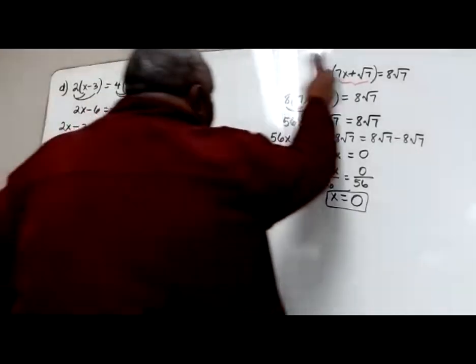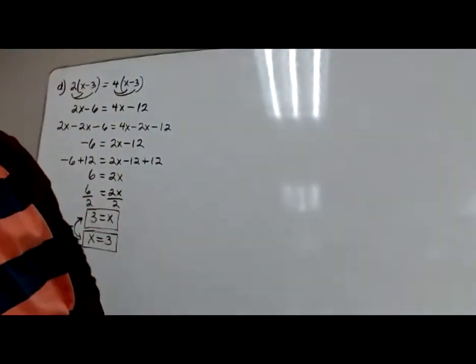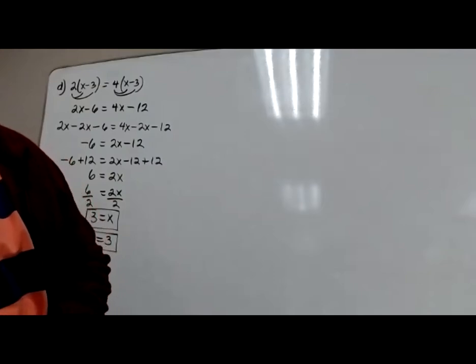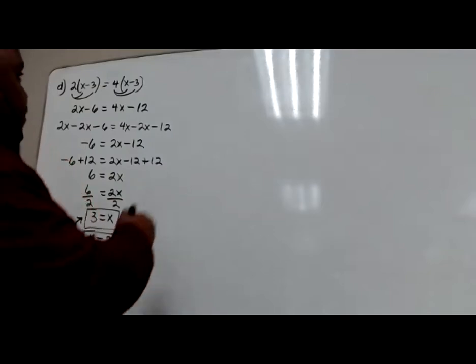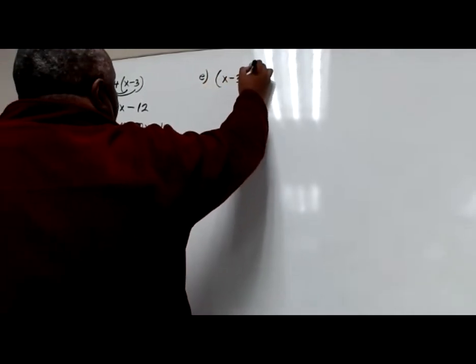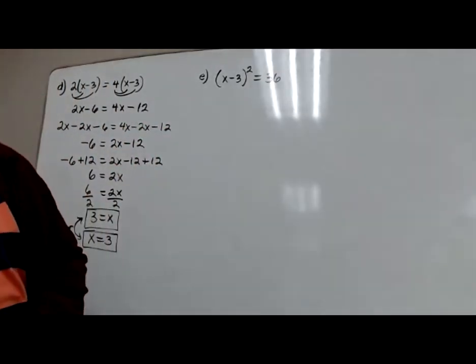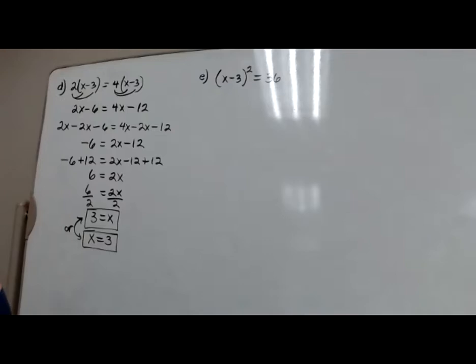Okay, finally, part E. Now, notice that this equation is a little bit different from the other 4. Here we've got x minus 3 quantity squared is equal to 36. Let's say I want to solve this equation. What would you think is the first thing I need to do here?